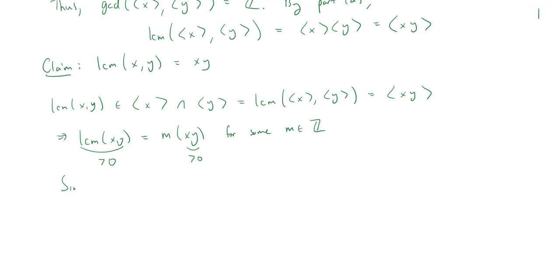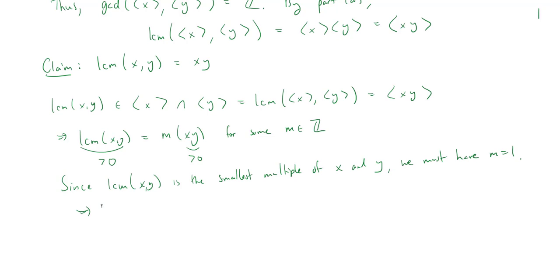So since the least common multiple of x and y is the smallest multiple of x and y, we must have m equals 1. It can't be any bigger, because then it wouldn't be the smallest one, because we know xy is a multiple of x and y. All right. But if m is equal to 1, this implies the least common multiple of x and y equals x times y. And that completes the proof.